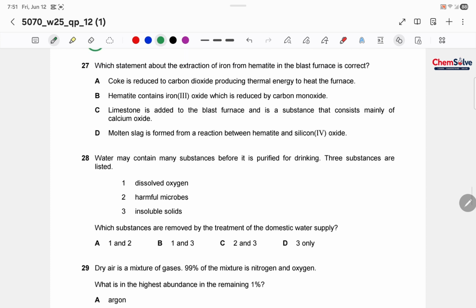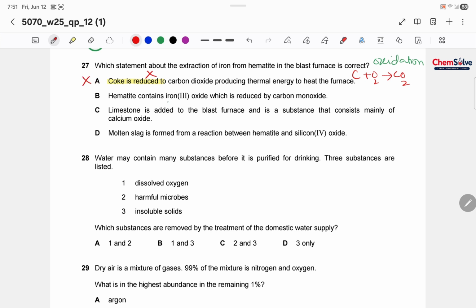Coming towards the next question. Which statement about the extraction of iron from hematite in the blast furnace is correct? Okay, let's look at the options. Coke is reduced. This statement is incorrect, because when we react coke with oxygen, it produces carbon dioxide and this process is oxidation. Coke is being oxidized. It is not being reduced. So this statement is incorrect.